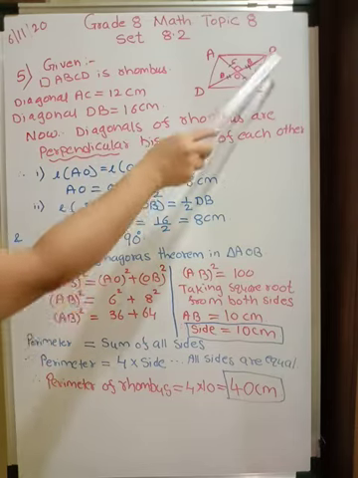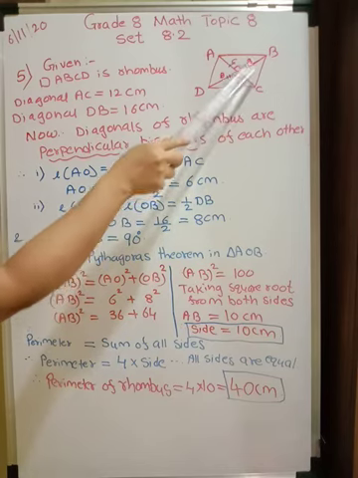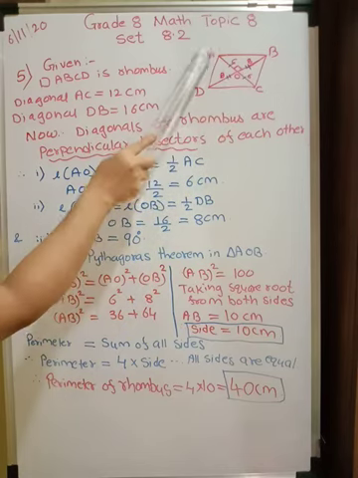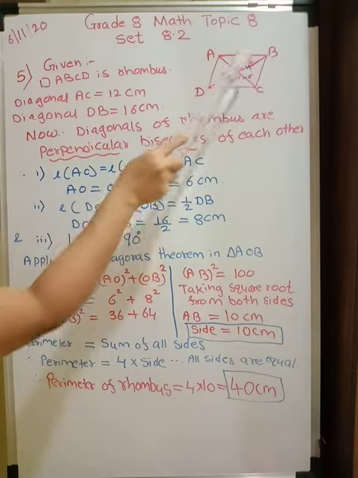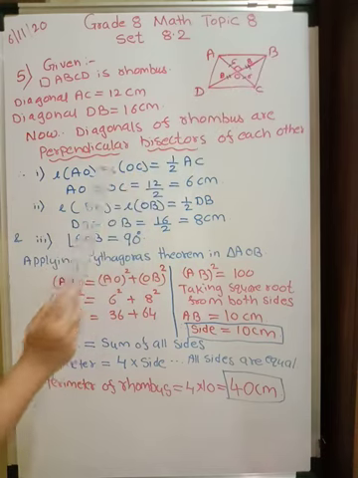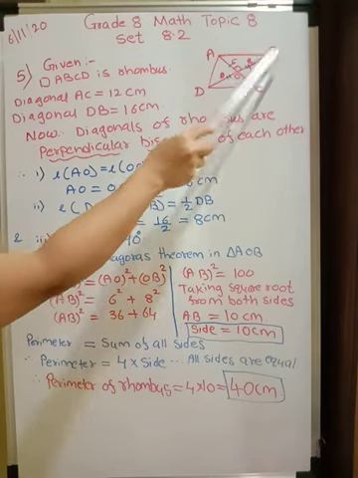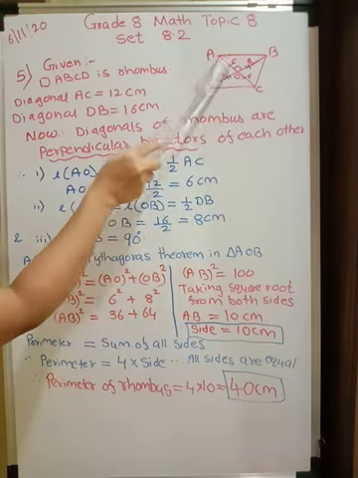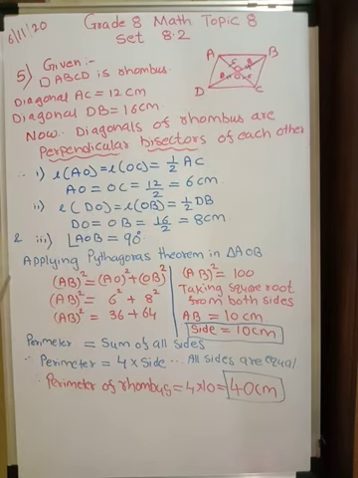So two diagonals are going to cut each other and make equal parts of it. That means this diagonal will be divided into two equal parts and this diagonal will be divided into two equal parts. So if this complete length is 16, each part will be 8 and 8. This will be 6 and 6. So AC becomes 12 and DB becomes 16. That is what I have written over here.